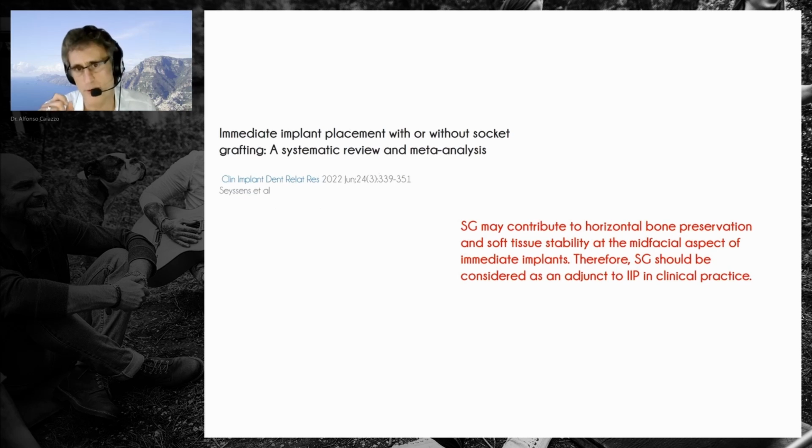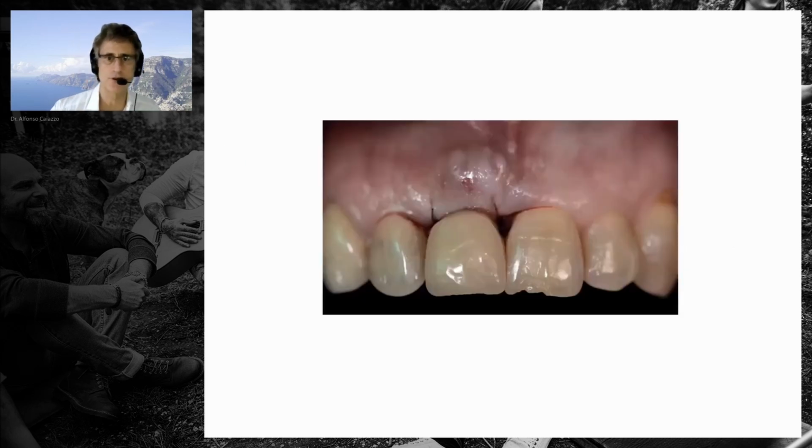So you should go for some soft tissue grafting, especially when you have a thin soft tissue. I would go for soft tissue augmentation grafting. This is the case at the end of the surgery with the delivery of the temporary abutment.